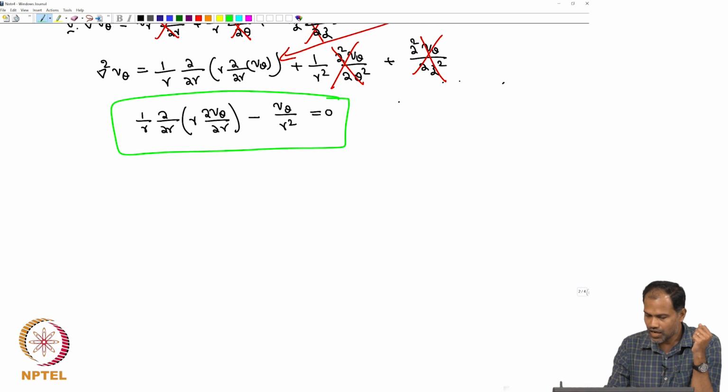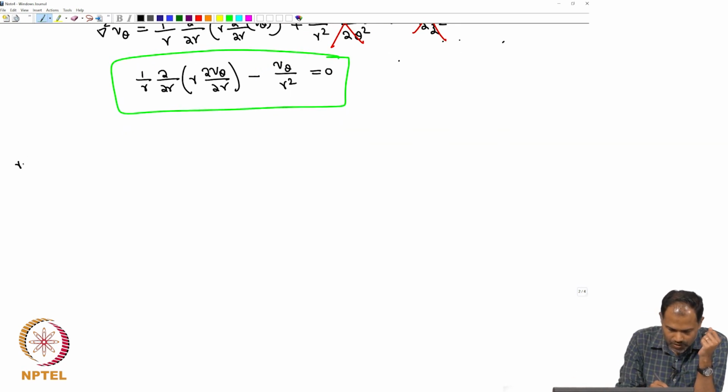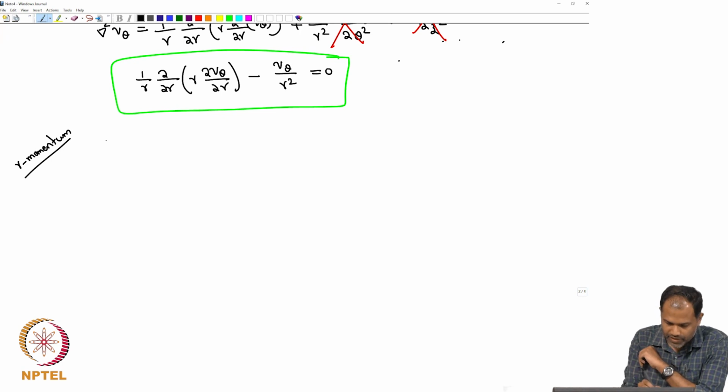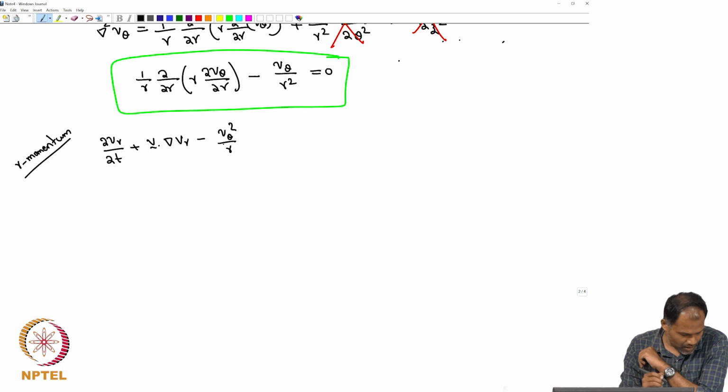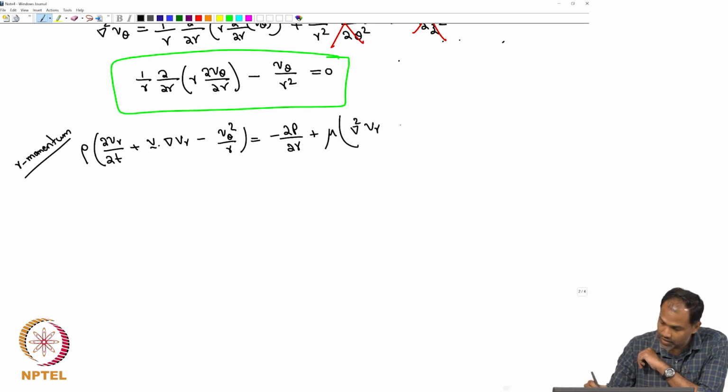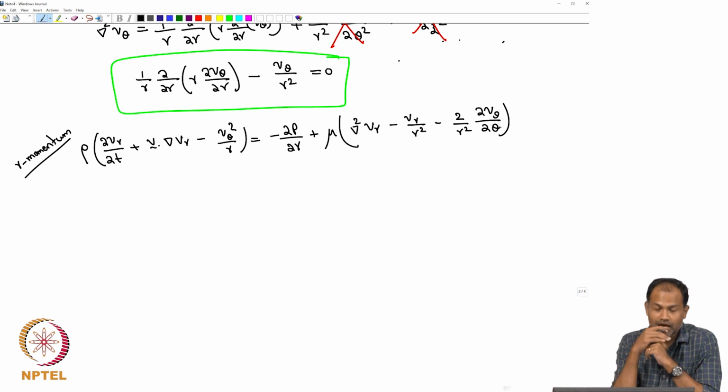We can look at what the r momentum equation reduced to. Again I look at the equations and write rho times dou v r by dou t plus v dot grad v r minus v theta square by r is equal to minus dou p by dou r plus mu into del square v r minus v r by r square minus 2 by r square del v theta by del theta. So, that is the r momentum equation.